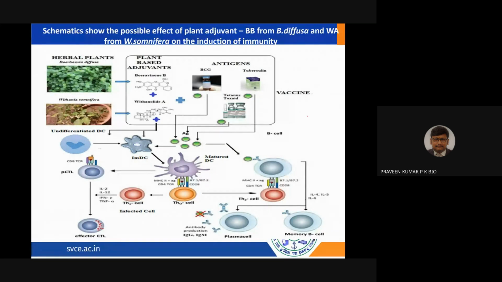So this is a schematic representation diagram. I just tried in my PhD research. I've taken Pouzolzia diffusa. From Pouzolzia diffusa, I just took a plant-based adjuvant called Pouzolzinon B.